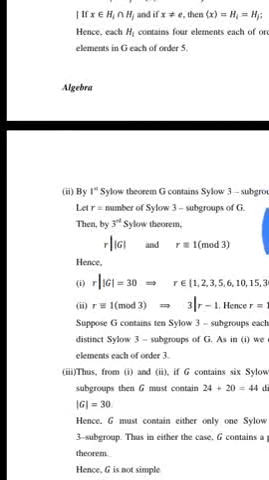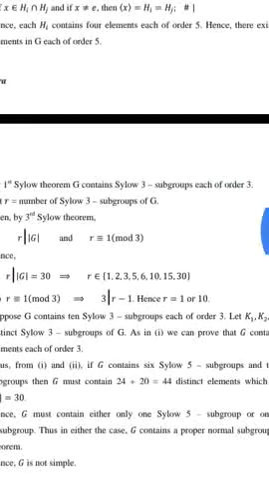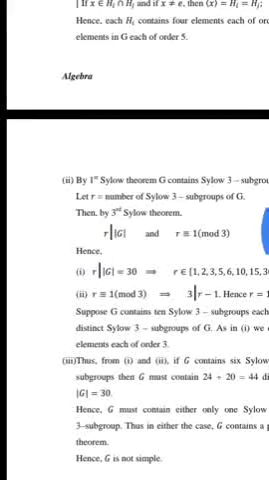By the second Sylow theorem, G contains a Sylow 3-subgroup, each of order 3. Let r be the number of Sylow 3-subgroups of G. Then by the third Sylow theorem, r divides the order of G and r is congruent to 1 modulo 3. Hence r divides the order of G, which is 30.